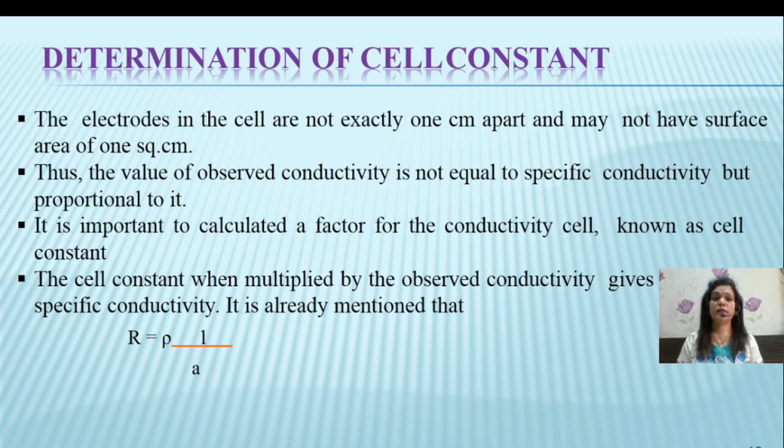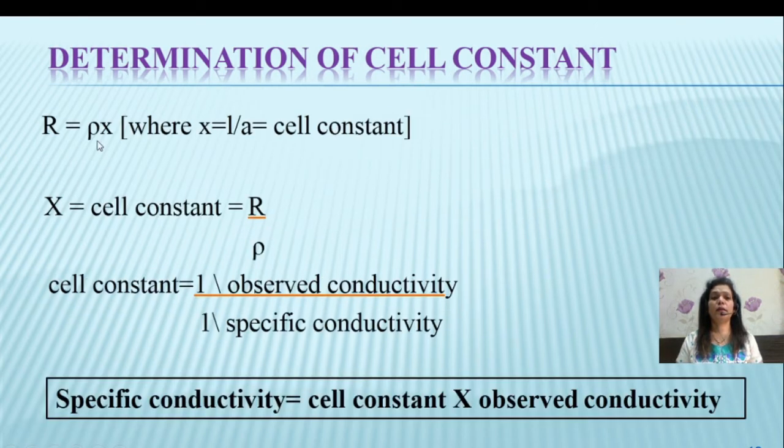Thus, the value of observed conductivity is not exactly equal to specific conductivity but proportional to it. So we can find out the cell constant, which when multiplied by observed conductivity gives the value of specific conductivity. It is already mentioned that resistance R equals rho into L upon A, where L upon A is the cell constant. Length is 1 centimeter and A is 1 square centimeter. So this cell constant is always expected to be 1.